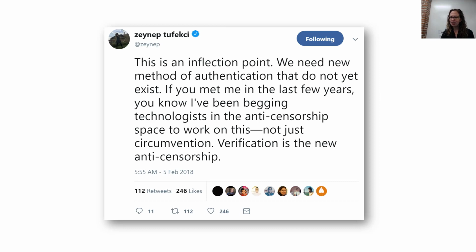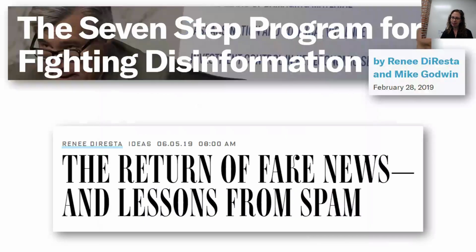Zeynep wrote, this is an inflection point. We need new methods of authentication that do not yet exist. If you have met me in the last few years, you know I've been begging technologists in the anti-censorship space to work on this, not just circumvention.